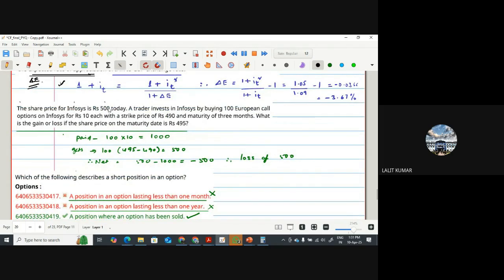This is about the share price. Infosys is at 500 today. A trader, an investor, buys 100 European call options on Infosys for ₹10. So he pays 1,000 rupees with a strike price of ₹490, and it goes to 495. So on each, how much will he get? He will get 100 into 500. So he will incur a loss of 500.